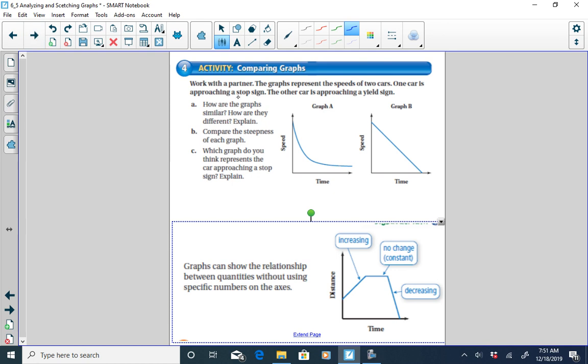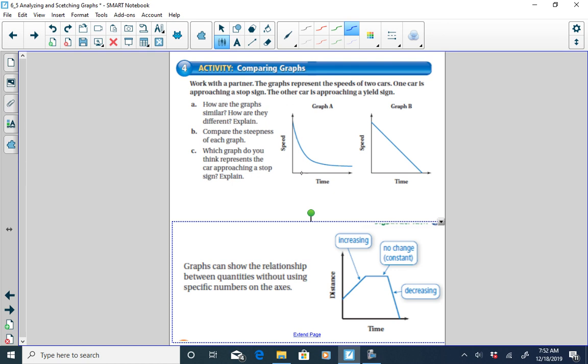Next activity says work with a partner, then graph. The graphs represent the speeds of two cars. One car is approaching a stop sign, the other is approaching a yield sign. Now, you guys are 7th graders, so you're non-drivers, so it's a little difficult to understand the difference between a stop sign and a yield sign. And to be honest with you, some adults don't know the difference either. A yield means you don't have to come to a complete stop unless there's traffic, but a yield sign means you slow down. Whereas a stop sign, no matter if there's traffic or not, you have to come to a complete stop. And that's your difference here.